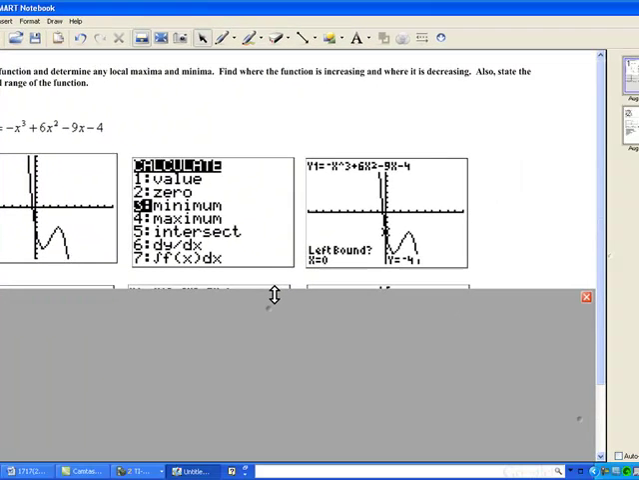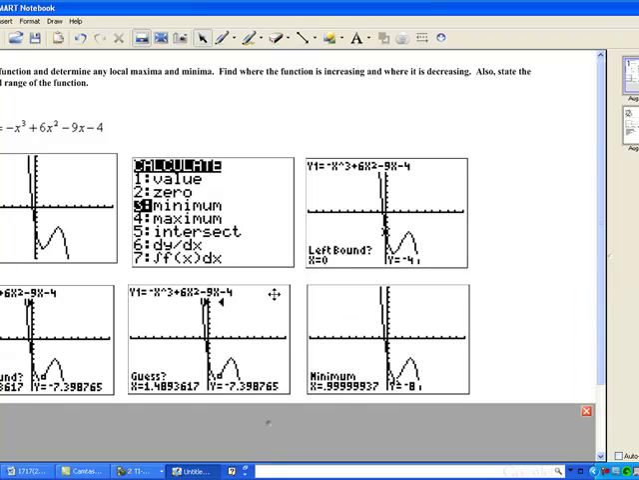So we repeat the following calculator steps. Second, trace, minimum, enter. Left bound, your cursor should already be to the left of the minimum, so you can go ahead and press enter. Now you see right bound. Now move your cursor so that it's to the right hand side of the minimum. Once you've moved your cursor, enter. It'll say guess at the bottom of the screen. You can just enter. Then the minimum should appear.